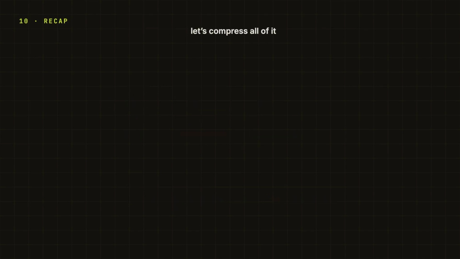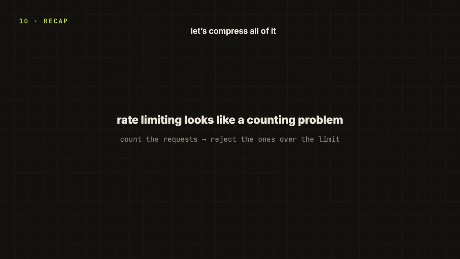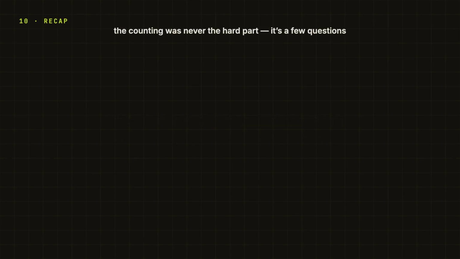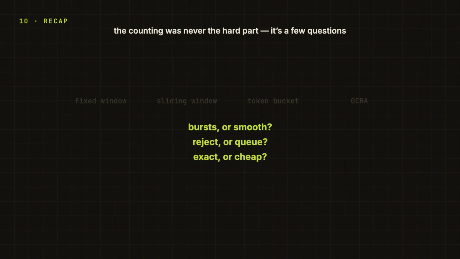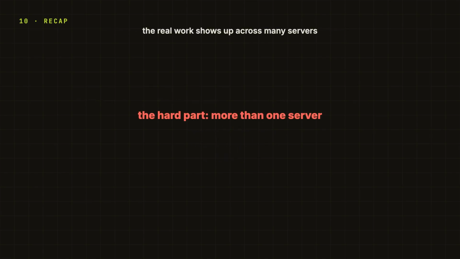Okay, let's compress all of it. Rate limiting looks like a counting problem. Count the requests, reject the ones over the limit. But the counting itself was never the hard part. Fixed window, sliding window, token bucket, GCRA, they are all just answering the same few questions: bursts or smooth, reject or queue, exact or cheap. The actual hard part shows up the second there is more than one server, keeping that count honest atomically without quietly lying to yourself.